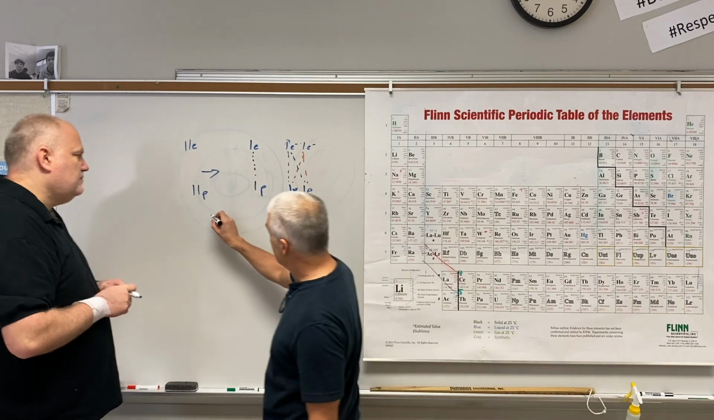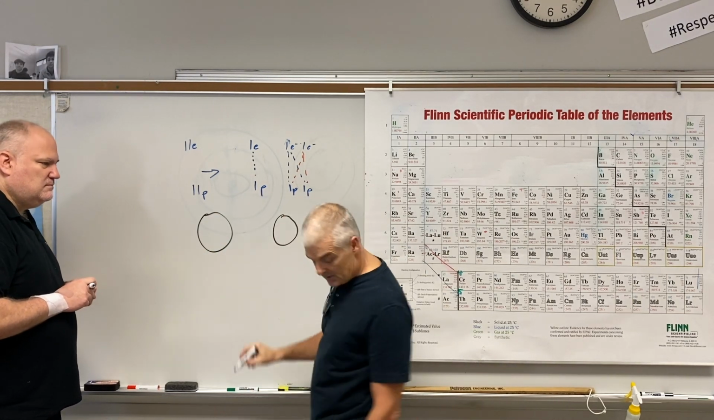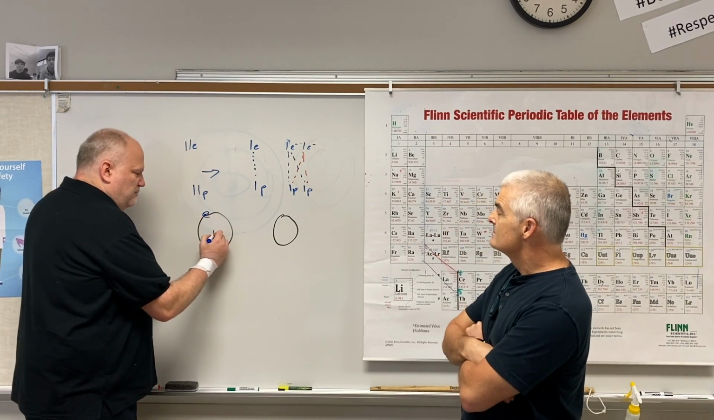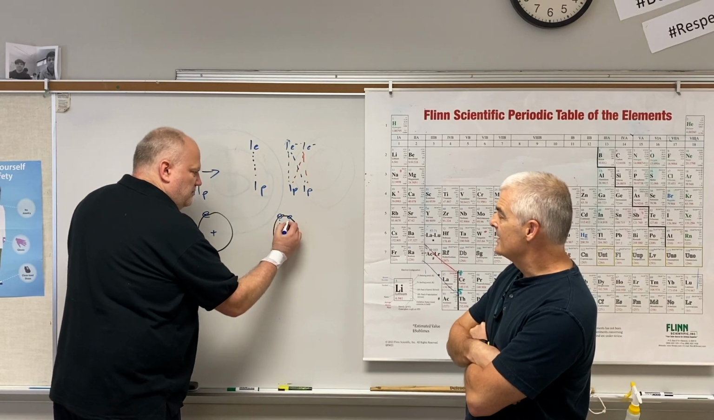So this atom is going to have a diameter, let's say this, and this one's going to have a diameter just a little bit smaller, if you will, or a radius. And if we were to recreate this, there's an electron here and a proton here. Here we have 2 electrons and we have 2 protons and that is what's pulling it in.